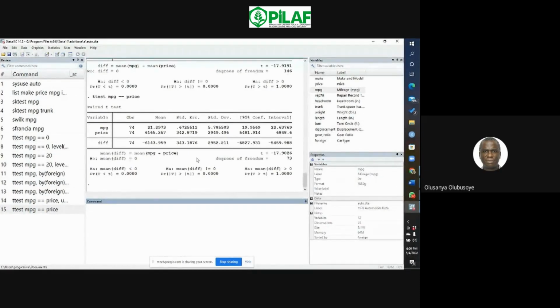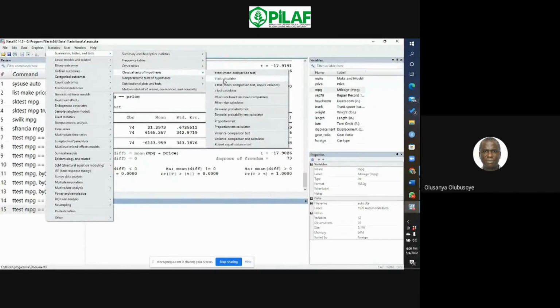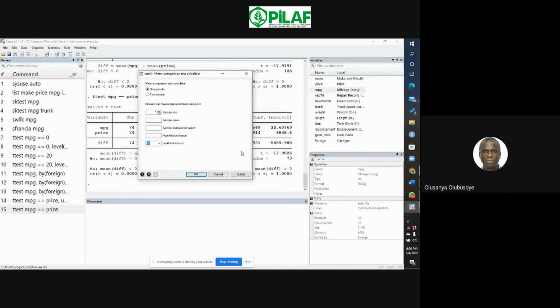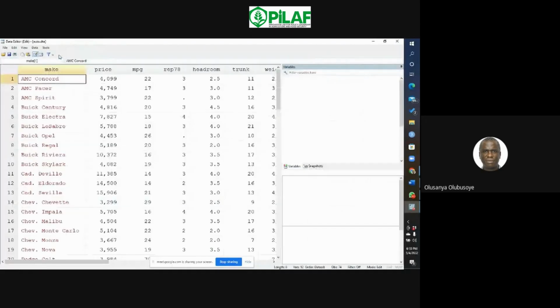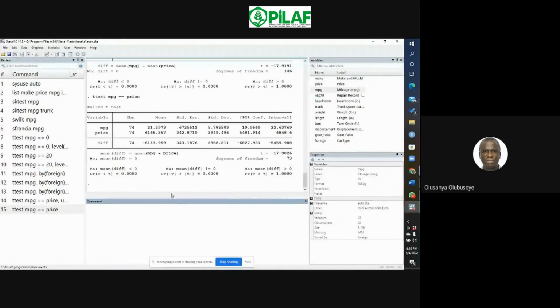So this is the last thing I will talk about: how do we use this t-test calculator? Because you might need it one way or the other. Sometimes maybe you are reading an article. In this case, you don't have access to the individual values. What do I mean by that? This is our data set. So I have access to the values of prices. I have access to the values of MPG. But there are occasions you don't have access to that.